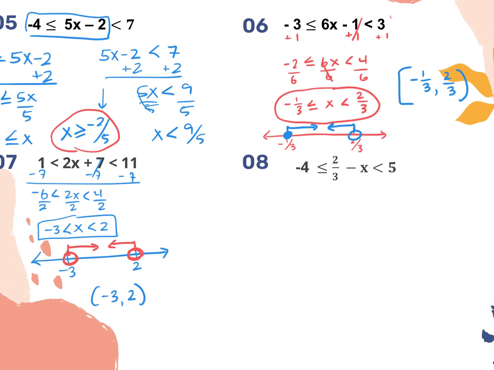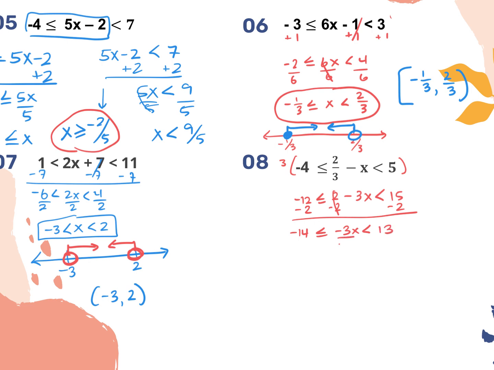And so we go to this last one. Again, I can still do the same pattern of eliminating the denominator. Since the denominator is 3, I can multiply every term by 3. So I'm going to multiply the negative 4 by 3, the 2/3 by 3, the x by 3, and the 5 by 3. Now that I have this, I'm going to start chipping away, because this middle term has to just be x. So minus 2, and minus 2. Minus 14 is less than or equal to minus 3x, which is less than 13.